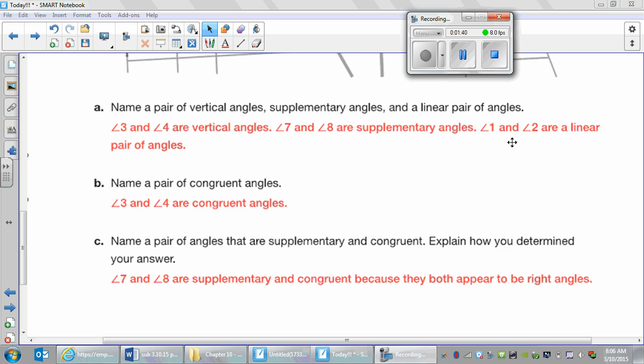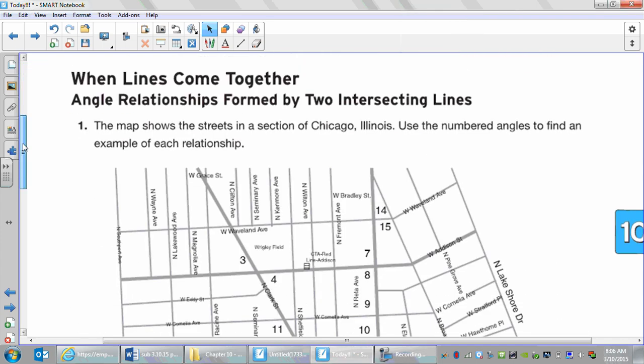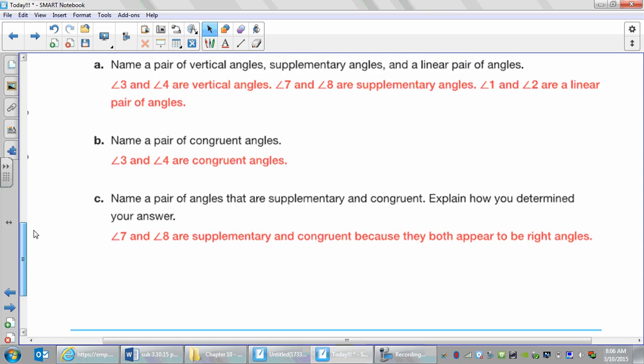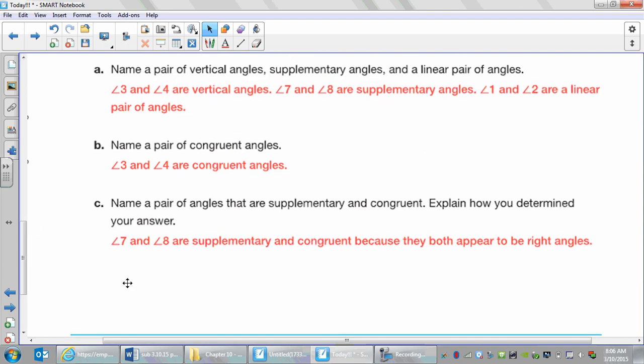As far as congruent angles go, we don't know quite yet what corresponding angles are and vice versa. So the one thing we do know is vertical angles are congruent, and 3 and 4 are our only ones that we have. So 3 and 4 are congruent. And then ones that are supplementary and congruent, well, we can't be positive they're congruent without measuring, but either 1 and 2, 7 and 8, or 9 and 10 are supplementary because they make up a straight line, and then congruent because they both appear to be right angles.